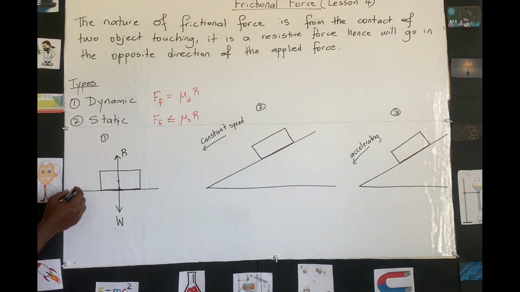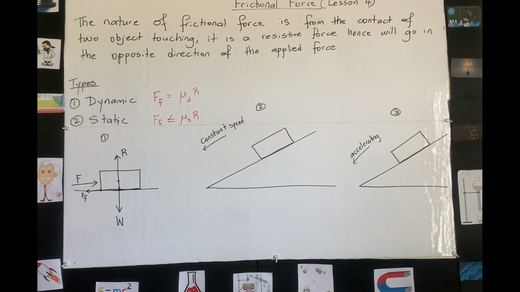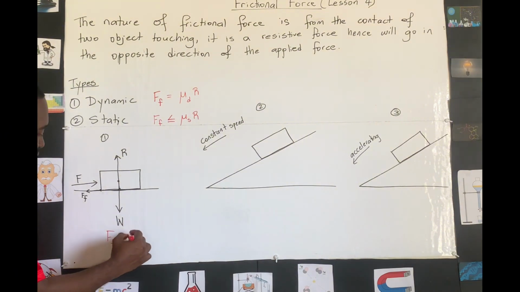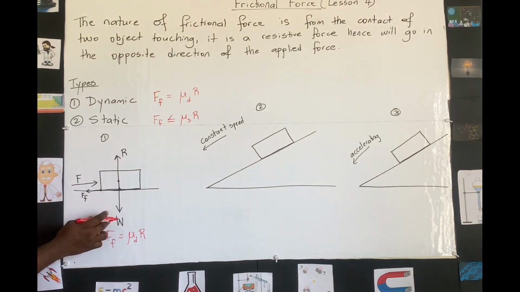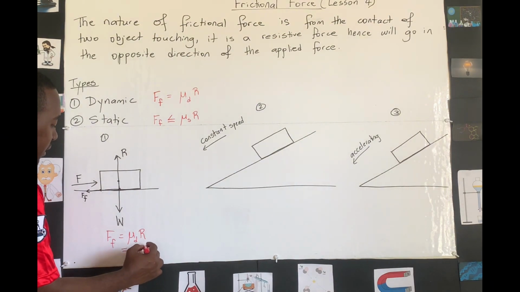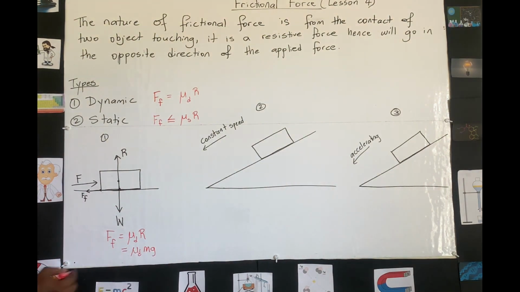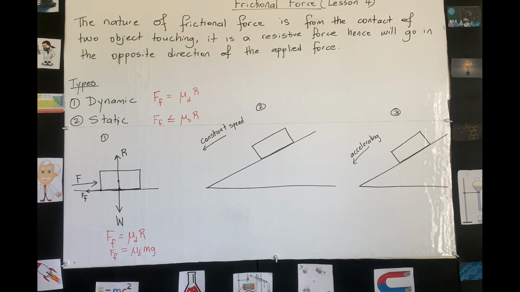Right? So if we apply a force onto this box, let's call that F, to push this box, then we know that there is a frictional force that is going to be provided or produced. That frictional force is equal to the coefficient of dynamic friction times your normal force, which is your weight. So in this case, we could replace this R with M times G, because that is your weight. And that gives you your frictional force. Right? So this one is simple.